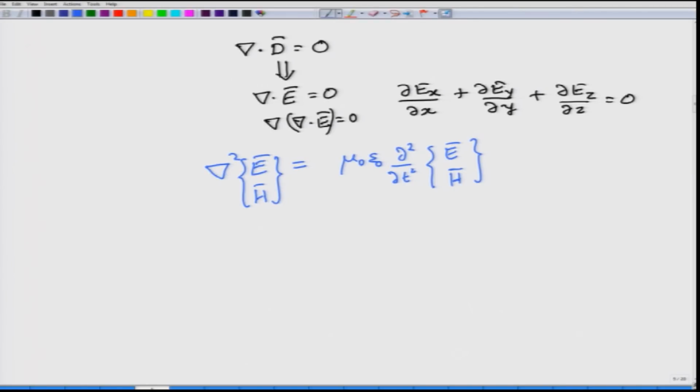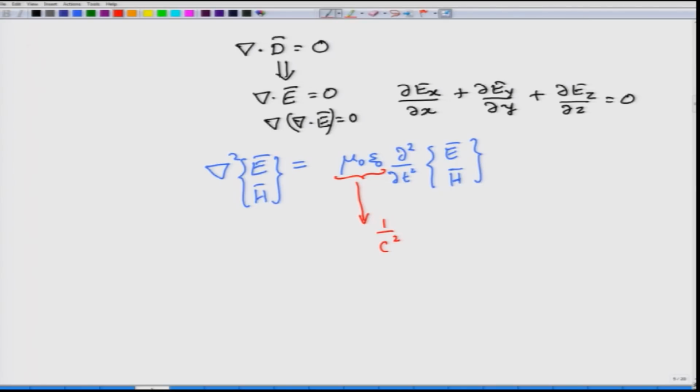So, one way to read this equation is: del square E equals mu naught epsilon naught del square by del t square times E, and del square H is equal to mu naught epsilon naught del square by del t square times H. What about this mu naught epsilon naught? Is there any significance to this one? It turns out that if you put the values of mu naught and epsilon naught, which I showed you at the beginning of the lecture, you will see that this would actually be equal to 1 by c square.